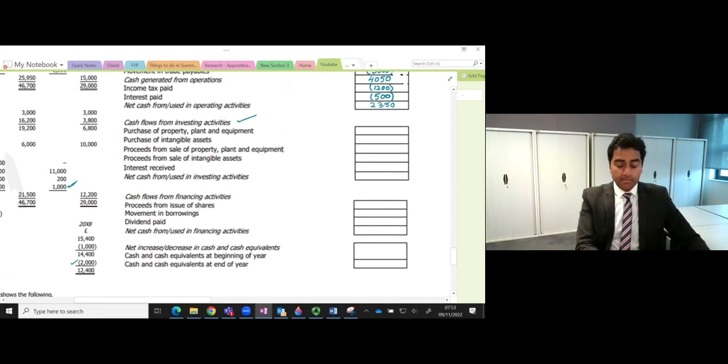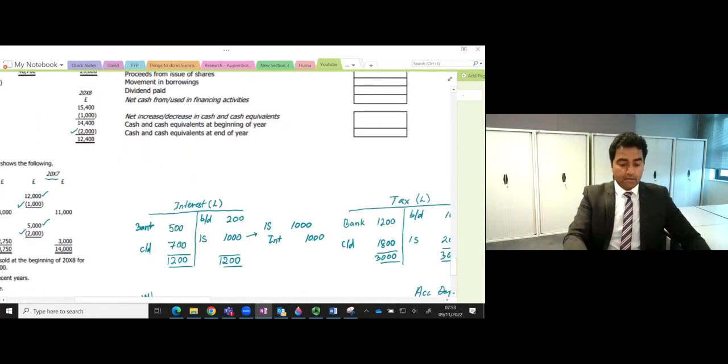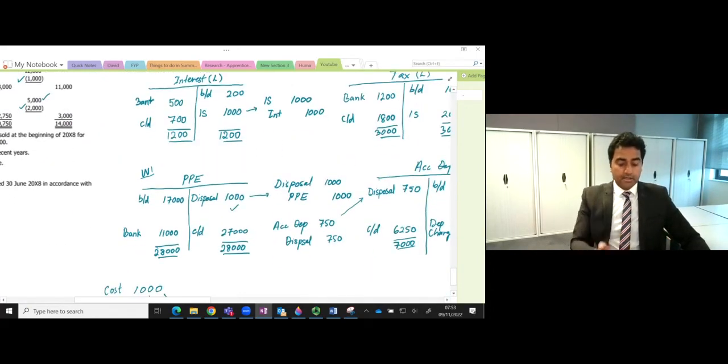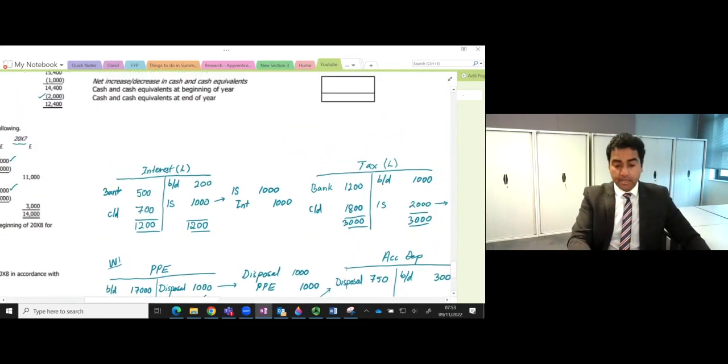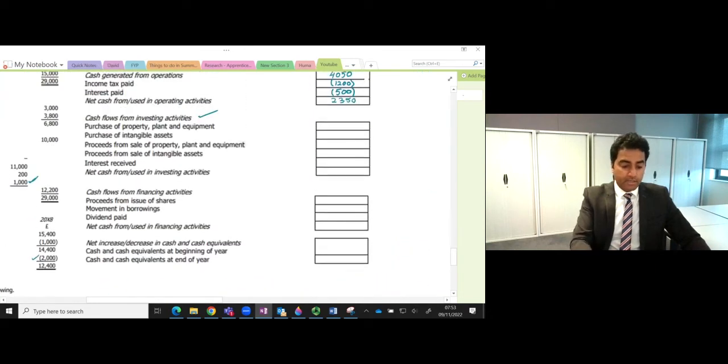purchase of property, plant and equipment. I already have T accounts in which I have worked out that we have bought assets for £11,000. So when we buy assets, there is a cash outflow, and the cash outflow is £11,000. So I'm going to record £11,000 as a negative figure.